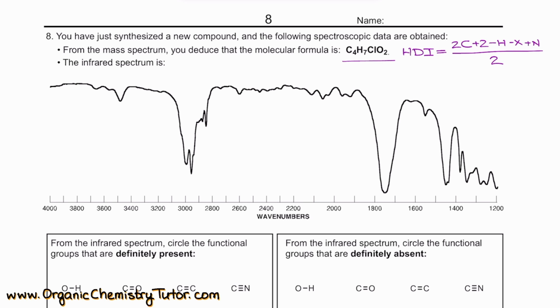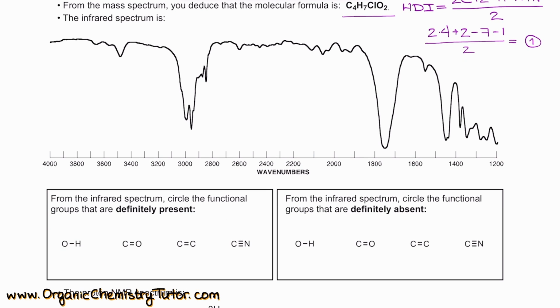So in this case, if I wanted to calculate my hydrogen deficiency index, I would have twice the number of carbons, which is 4, plus 2 minus 7 hydrogens minus 1 halogen divided by 2, so that gives me 10 minus 8, 2 over 2, that gives me 1, which means that in this molecule I'm going to either expect a double bond or a cycle. Now, looking at my infrared spectrum, we have the next question that says, from the infrared spectrum, circle the functional groups that are definitely present.